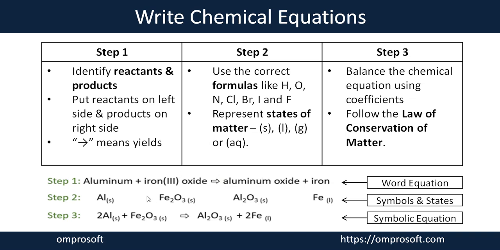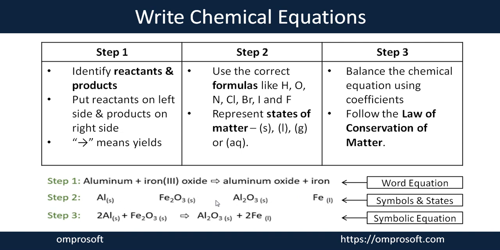Now in the second step, we need to mention the formulas of the elements and compounds taking part in the reaction. So here aluminium is represented by Al and iron oxide is represented by Fe2O3. Aluminium oxide is represented by Al2O3 and the iron by Fe. So we need to mention all symbols and their physical states in brackets, along with subscripts.